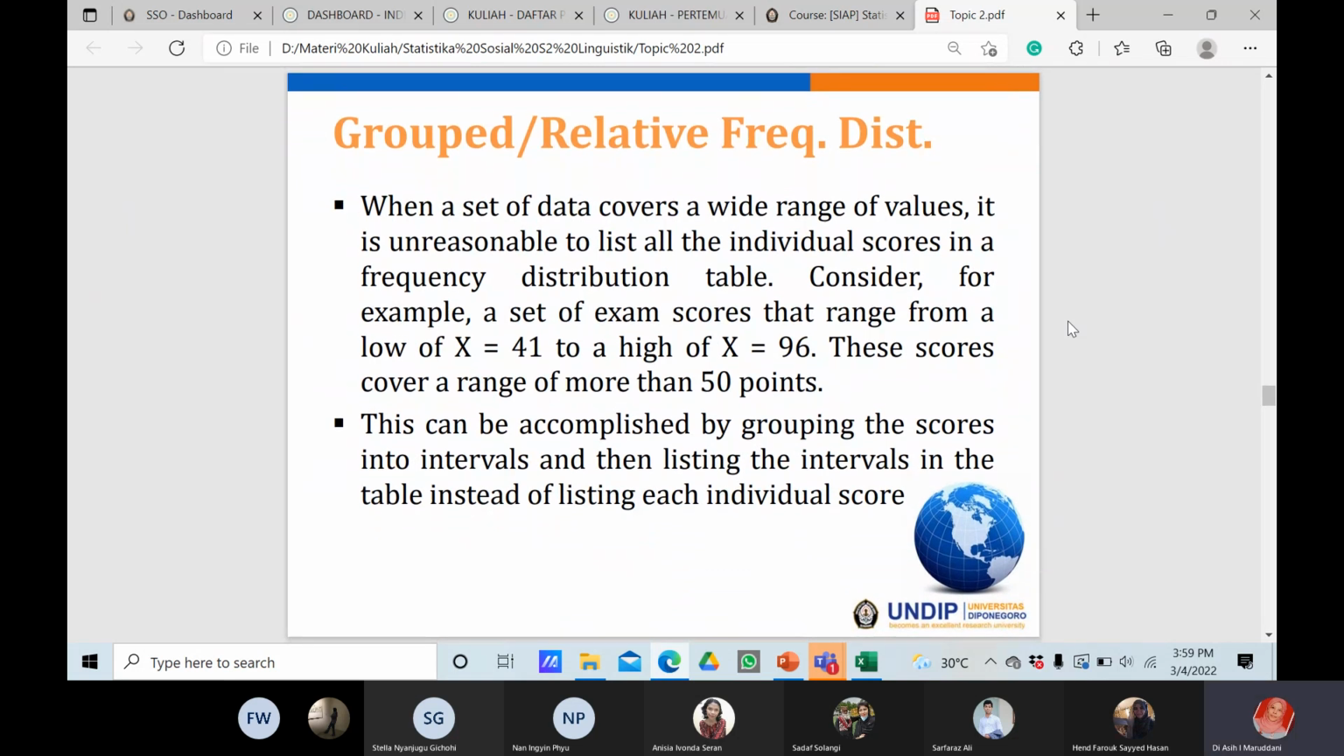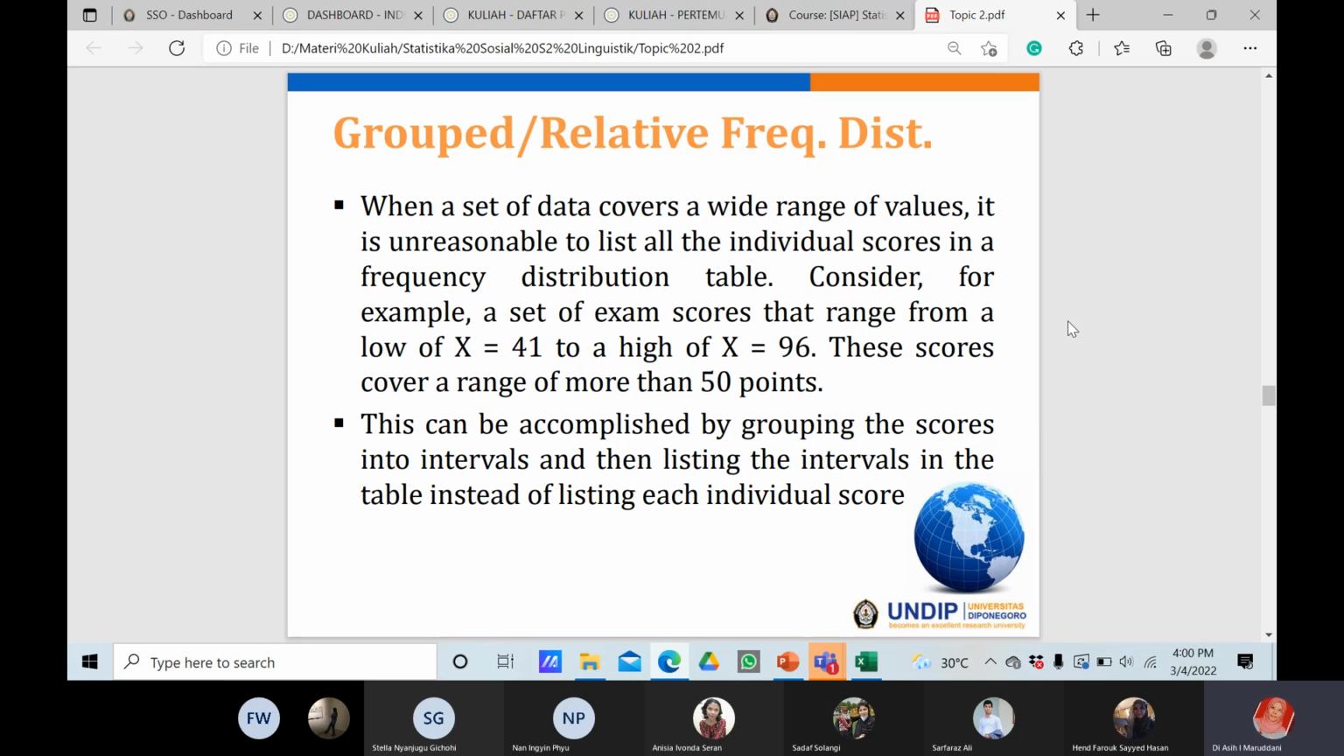The third table to present a series of data is group or relative frequency distribution. When a set of data covers a wide range of values, it is unreasonable to list all the individual scores in a frequency distribution table. Consider, for example, a set of exam scores that range from a low of X equal to 41 to a high of X equal to 96. These scores cover a range of more than 50 points.